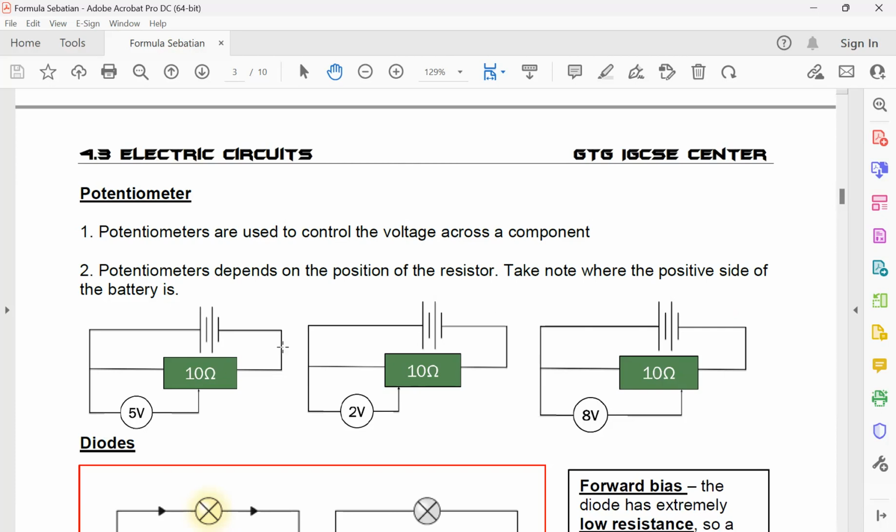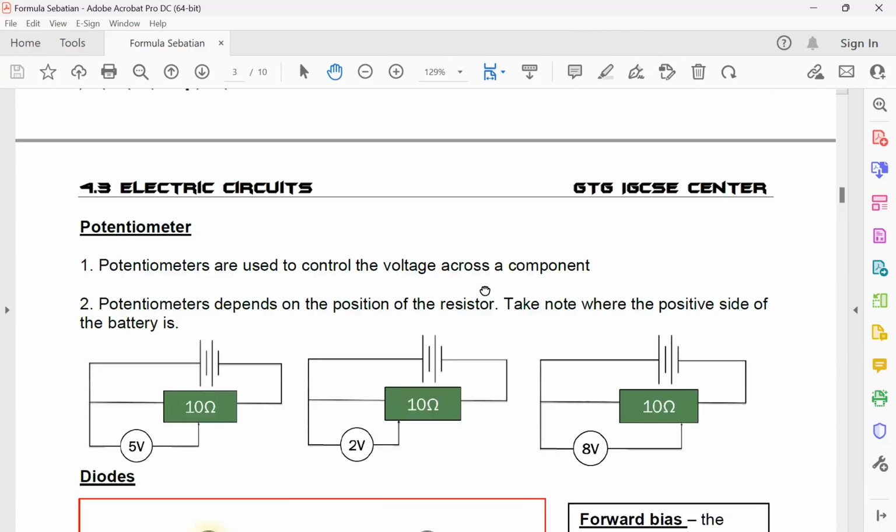Rheostat. Rheostat is a variable resistor. Yeah, it's the same concept. Same concept as a rheostat. A variable resistor is a rheostat. So this potentiometer becomes the constant type. Yeah, same thing.